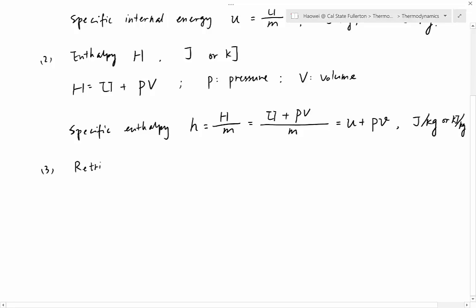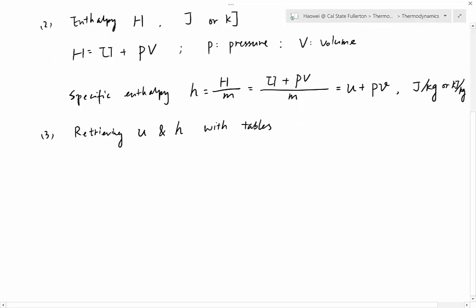Next one, retrieving specific internal energy and specific enthalpy with the tables. We've used the table before to look for specific volume nu, and we can use the table too to look for specific internal energy u and specific enthalpy h.